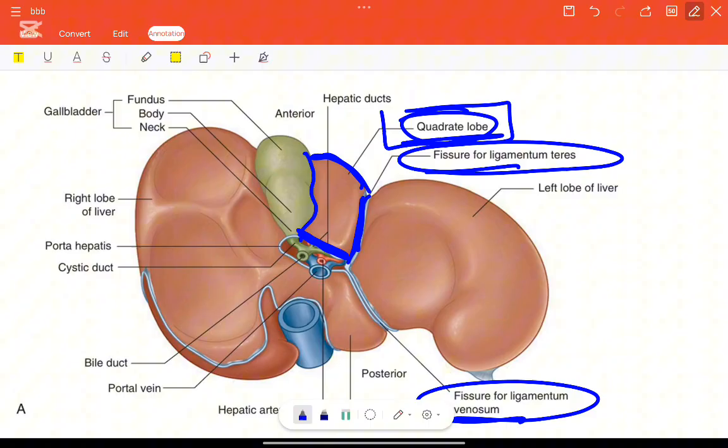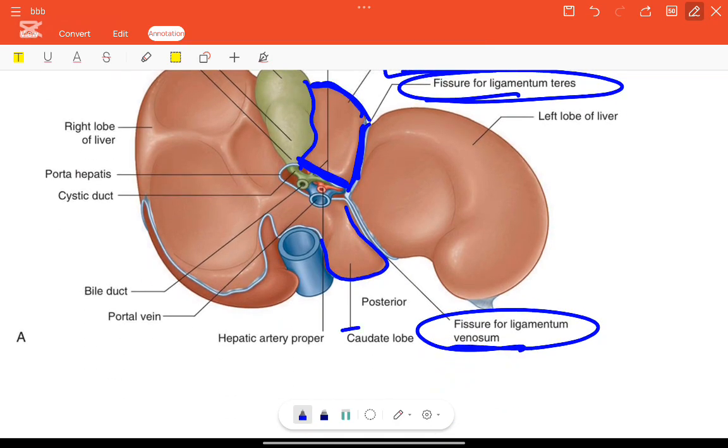So remember the borders. On the left, we have the fissure for ligamentum teres. On the right, we have the fossa for gallbladder. Posteriorly, we have the porta hepatis, and anteriorly is the free border of the liver, lower border. That's the quadrate lobe. And posteriorly, we have this lobe. This one is a funny lobe. This one is called the caudate lobe. Remember that was the superior border of the foramen of Winslow? Caudate, here it is. That's the caudate lobe.